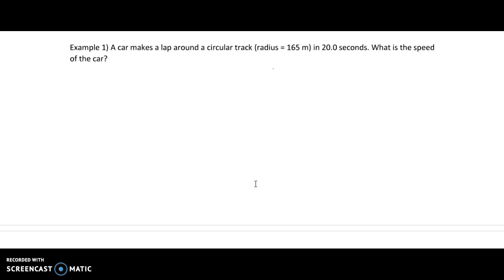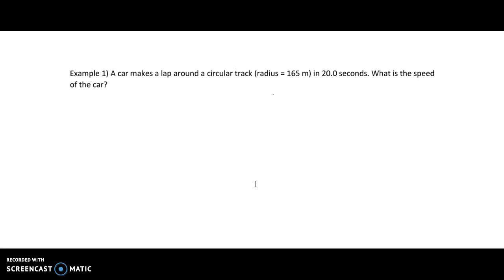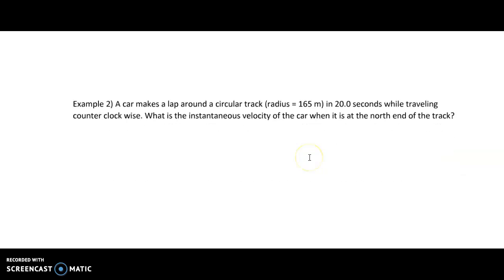So let's take a look at our first example. We've got a car that is moving around in a circular track with a radius of 165 meters and takes 20 seconds to complete that. So we're just looking at using that v is equal to 2 pi r over t. I know this is a velocity formula, but we're asked for the speed, so we're not going to worry about the direction. The speed is just the magnitude of the velocity. And so plugging in our numbers and typing it in, you wind up with 51.8 meters per second as being the speed of the car as it makes a circular route.